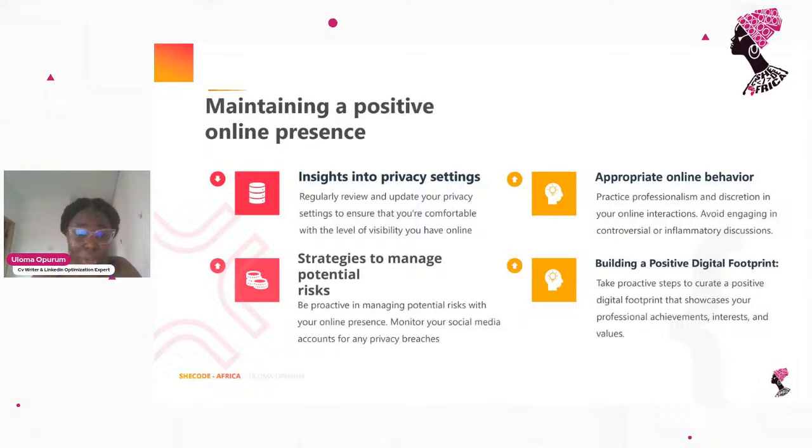It is also very important for us to maintain a positive online presence. You should regularly review and update your privacy settings to ensure that you're comfortable with the level of visibility you have online. Now, there is this badge that comes on your profile, Open to Work, for people that are looking for jobs. Let's say you're currently working and looking for a job somewhere else, but you don't want your colleagues or your HR person to know that you're looking for a job. You can just remove it. So it is very important for you.